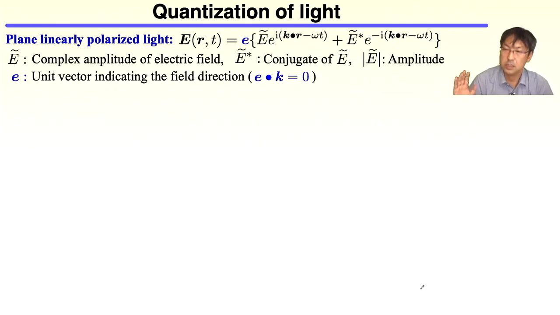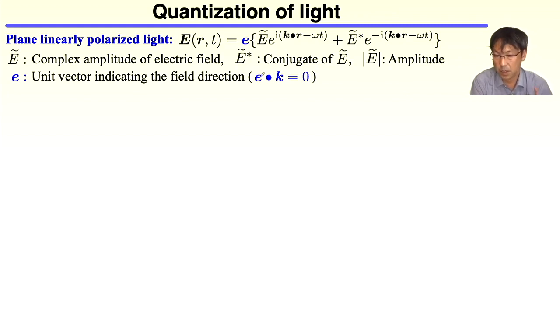I start the explanation of the quantization of light. Here we consider the linearly polarized plane wave light, okay? And electric field E should be real number. Therefore, here we consider the plane wave of this one and its conjugate. Here this bold small e stands for the unit vector indicating the electric field direction, and k stands for the wave number or wave vector.